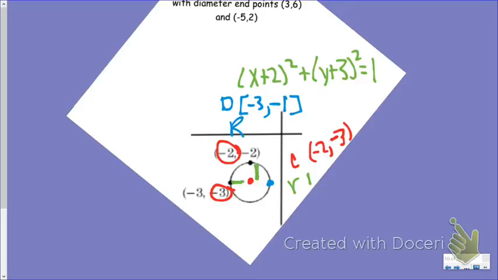Range, the furthest to the bottom this graph goes. -2 is the highest. The center's at -3, which means the lowest point would be -4. And the highest there is -2. So that's domain and range.